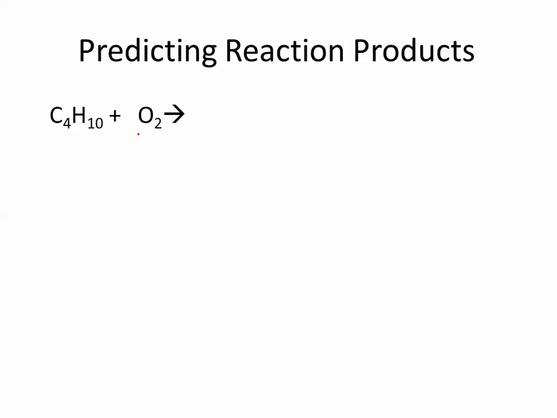All right, let's look at this. We have something with carbon and hydrogen, so this is a hydrocarbon. And then we have oxygen. If you get a hydrocarbon plus oxygen, this is going to be a combustion reaction. For a combustion reaction, the products are always carbon dioxide and water. You just know that, you write it down.